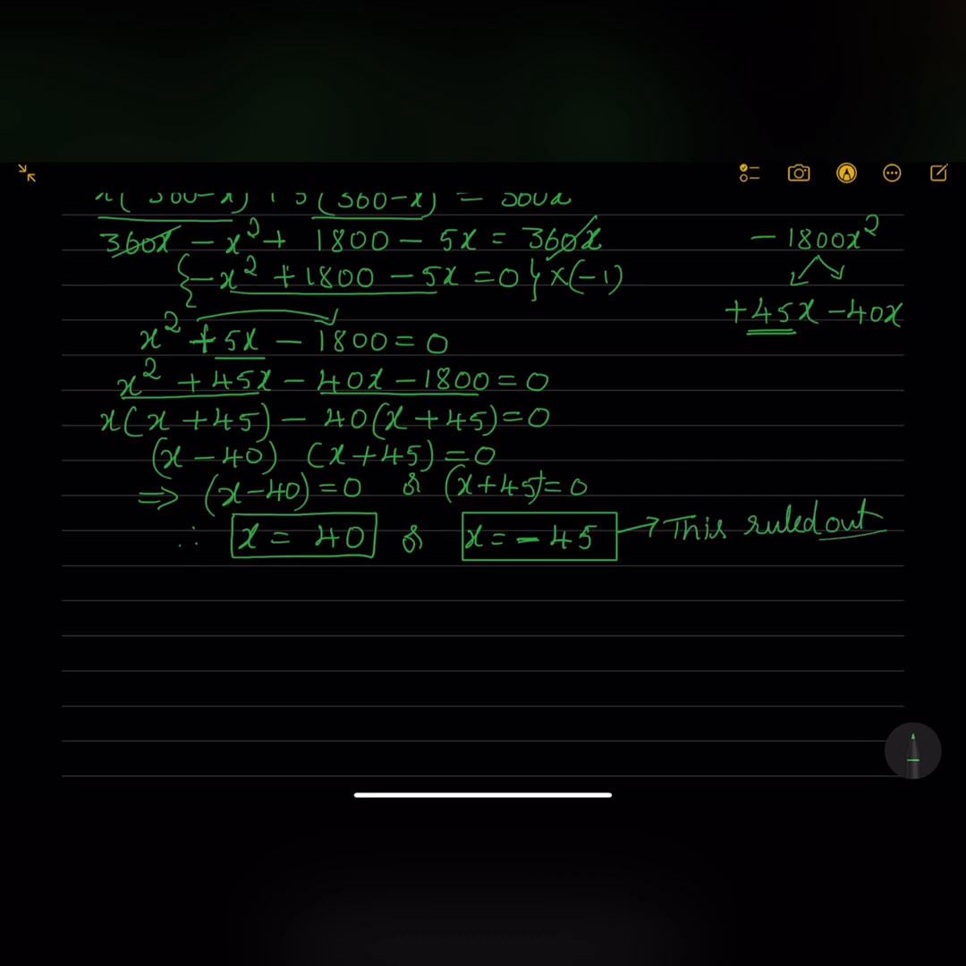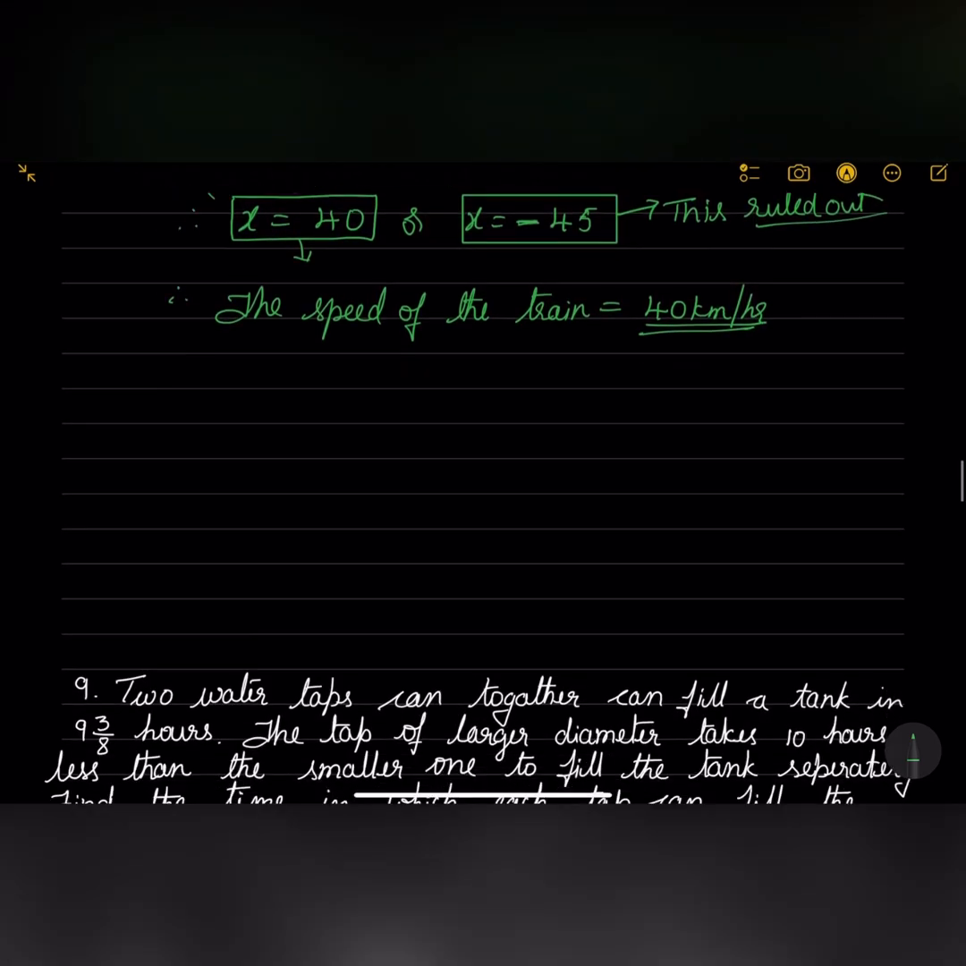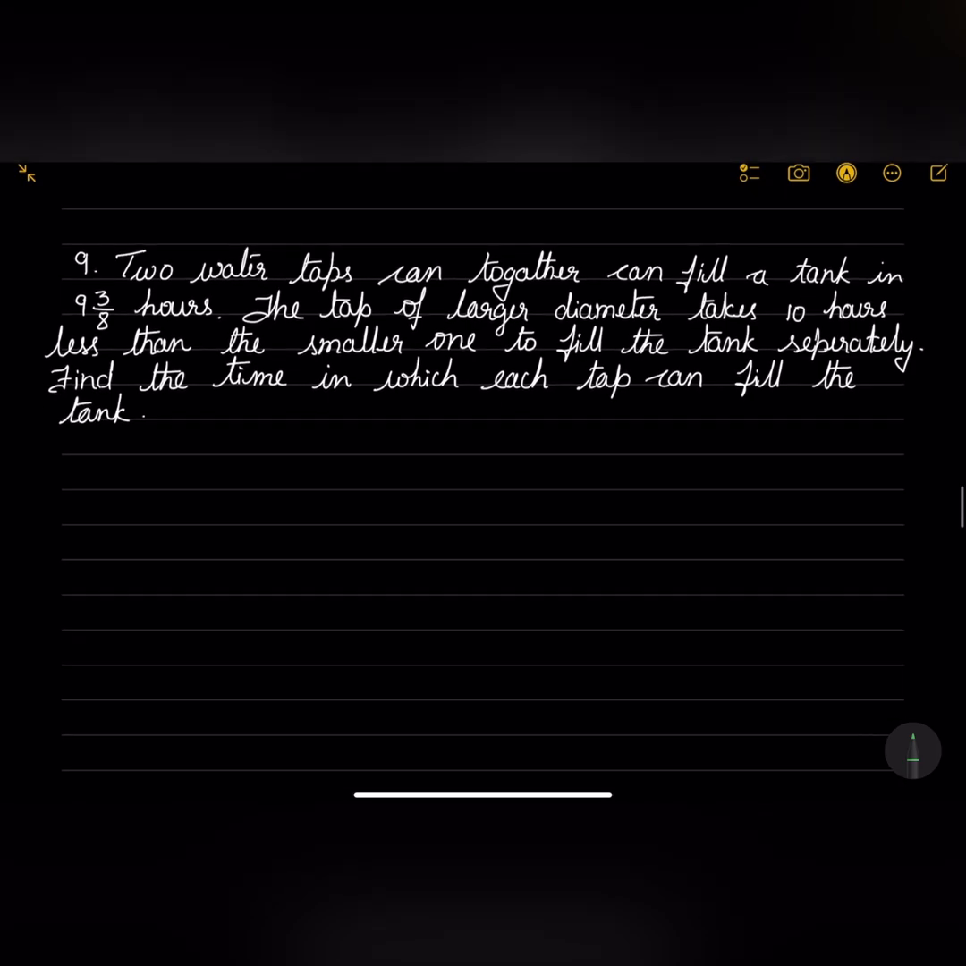Speed cannot be negative, so this is ruled out, and we are left with x equal to 40 kilometers per hour. Therefore, the speed of the train is equal to 40 kilometers per hour. This is the answer. Okay, let us go for the next one, the ninth one.